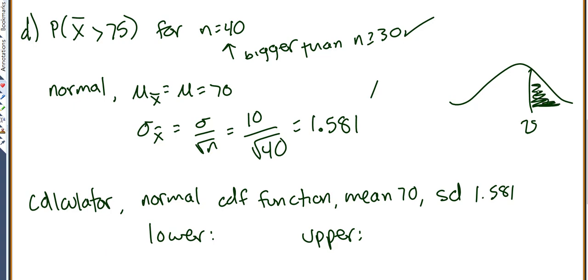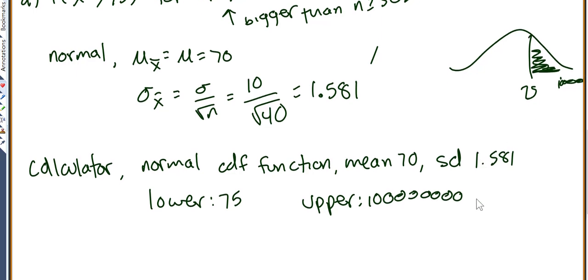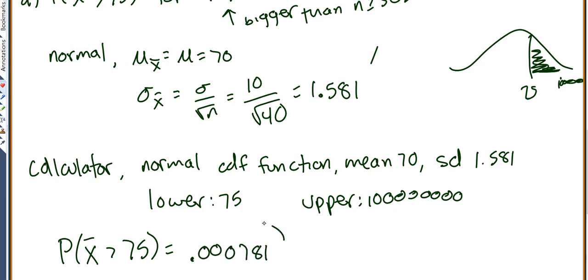So we don't really have a true upper bound, so we'll just put in our calculator some ridiculously big number like a billion or something and see what we get. So our lower bound will be 75, our upper bound will be some big number with lots and lots of zeros. And so my answer will be the probability that we get a sample mean greater than 75. I put it in my calculator and I get 0.000781. So a pretty small value.